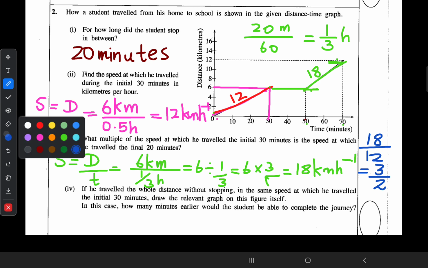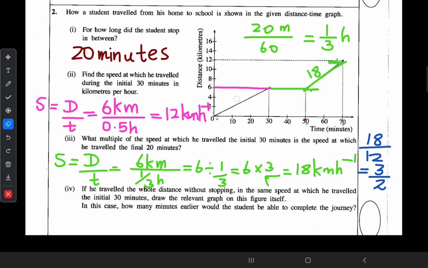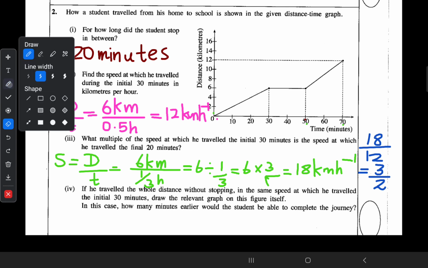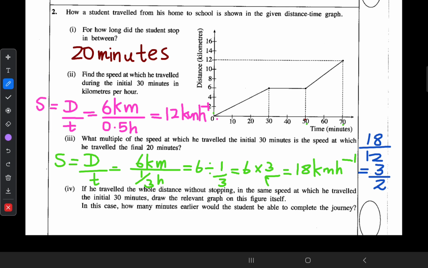Now let's talk about our last question. If he traveled the whole distance without stopping, at the same speed at which he traveled in the initial 30 minutes, draw a relevant graph on this figure itself. Now the question: they are talking about if he traveled without stopping, at the same speed at which he traveled in the initial 30 minutes.